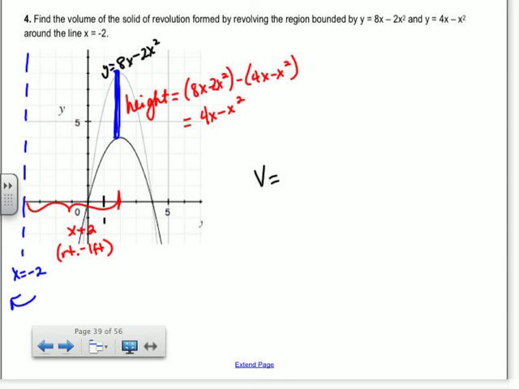Okay, so our volume is going to be 2 pi. I'll put the 2 pi on the outside. My x values are just the x values of the intersecting curves, right? So the x values are 0 to 4. This is 4 right here. That's the only thing that's creating volume. Does that make sense? All right, and it's 2 pi. Radius is x plus 2. Height is 4x minus x squared.